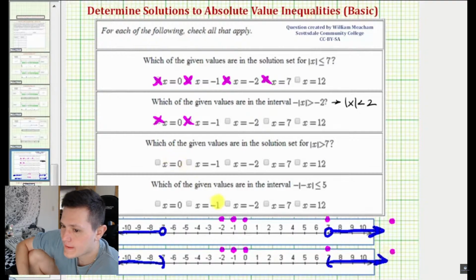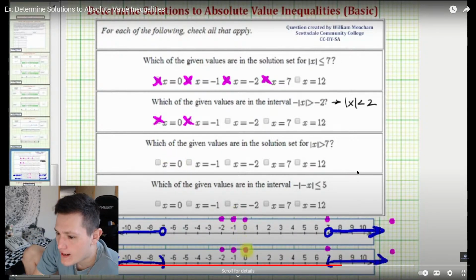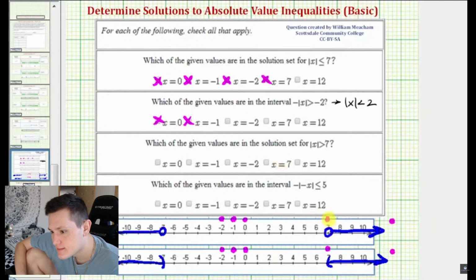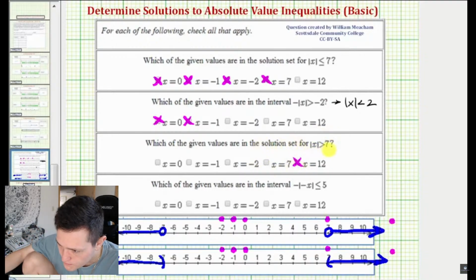Checking our values, x equals 0 is not in the solution set. Either is x equals 1, -1 or -2. So we're at x equals 7. These endpoints are not included in the interval. It's a full circle though. 7 is not in the solution set. Notice how 12 on the far right is. So only 12 is in the solution set to our opposite value inequality.